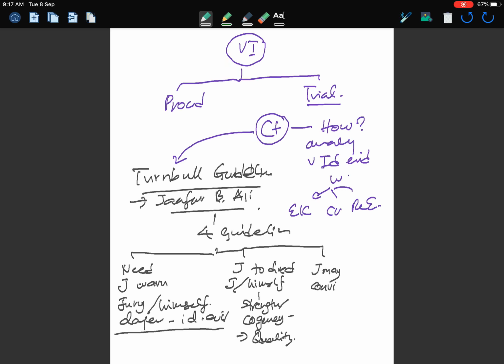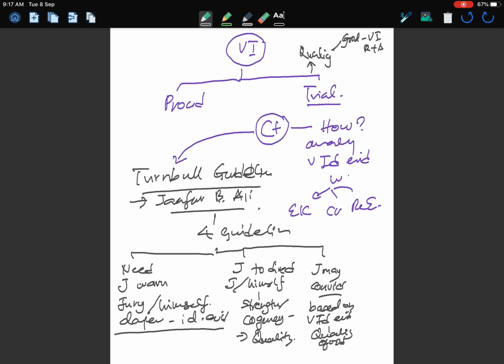Are you face to face or not with the accused person? These are all examples of factors that may reflect quality of identification. So the third one will be the judge may convict, right? The judge may convict based on identification evidence, based on visual identification evidence, if the quality is good.